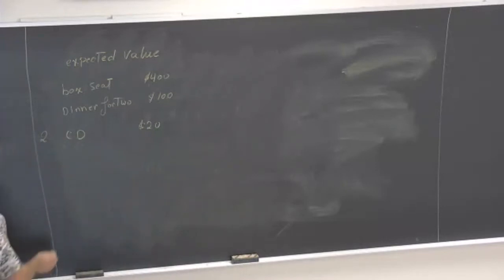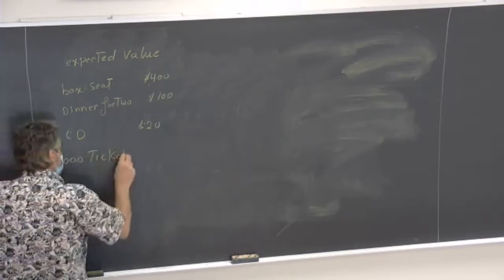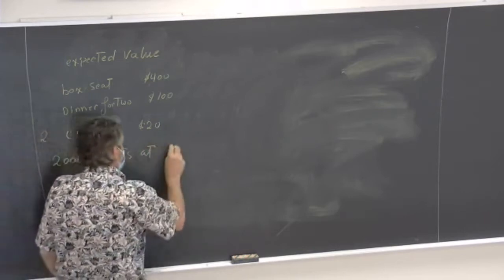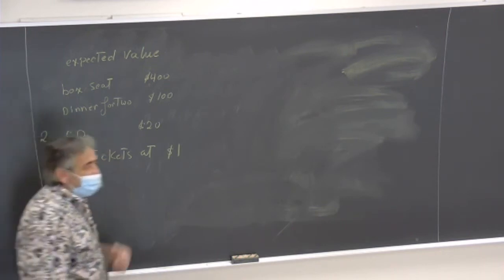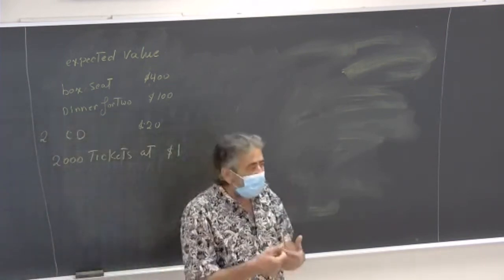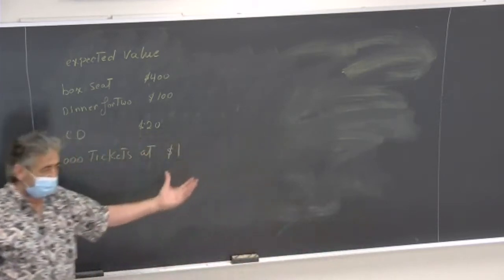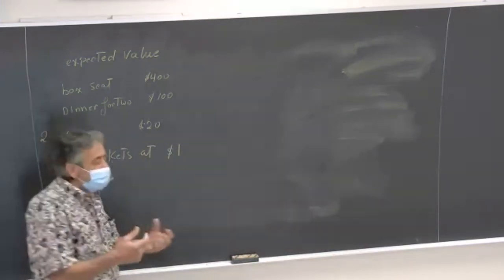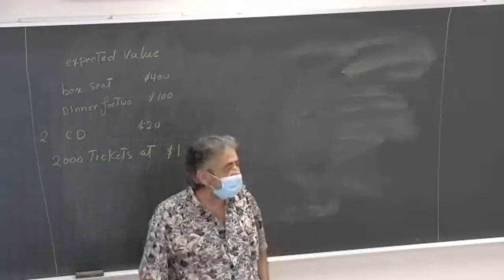It says, what is the expected value of winning for a person who buys one ticket in the raffle? So first, let's say the company has made 2,000 tickets at $1 each. So what is the expected value of winning when you buy a $1 ticket, and what does that mean? First we need to make a probability distribution table.